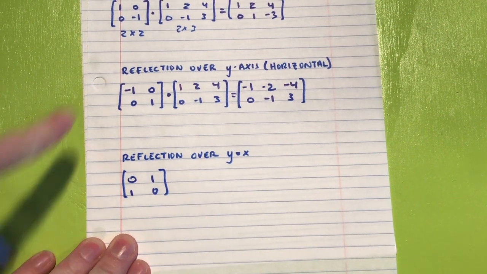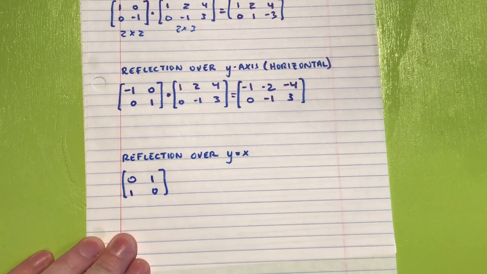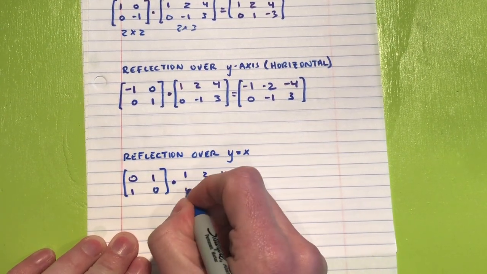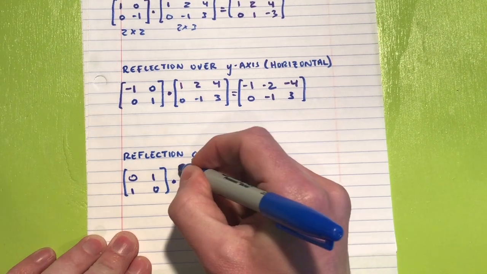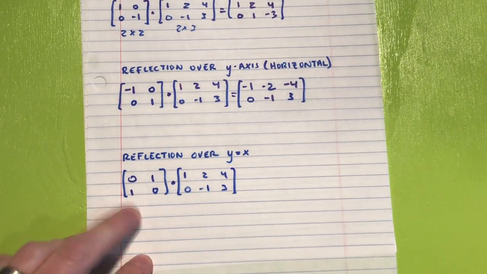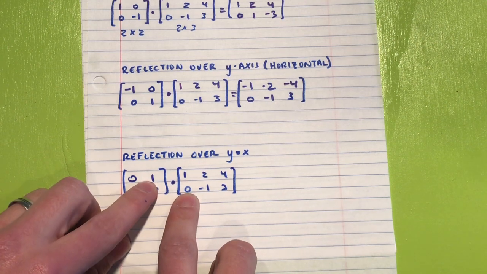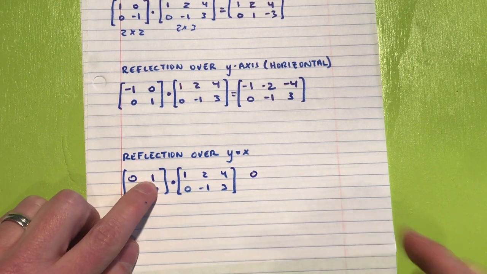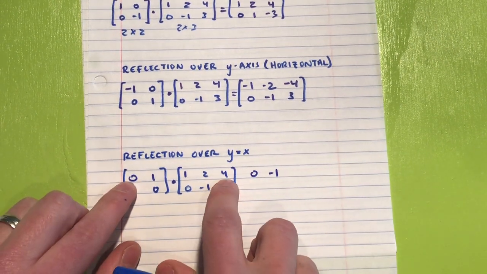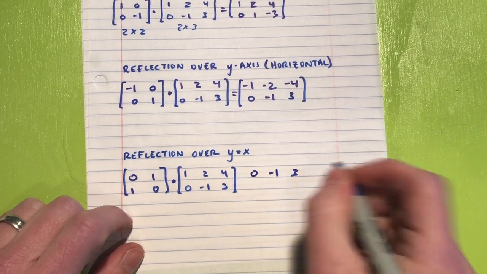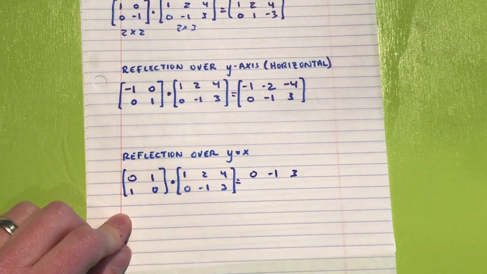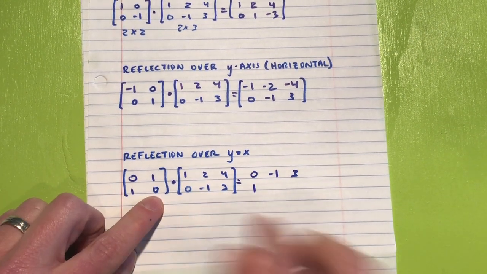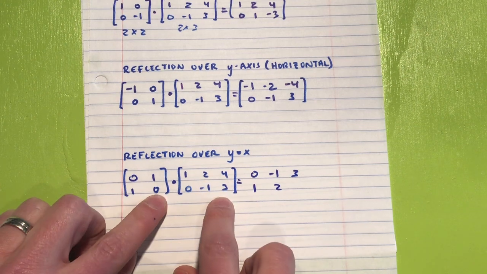Notice that the first row and the second row exchange now. 1, 2, 4, 0, -1, 3. Checking the multiplication, we'll have 0 plus 0. We'll have 0 plus -1. We'll have 0 plus 3. Second row, we'll have 1 plus 0. 2 plus 0. 4 plus 0.